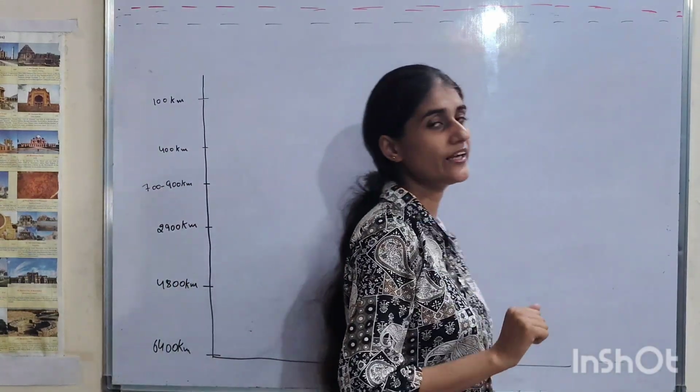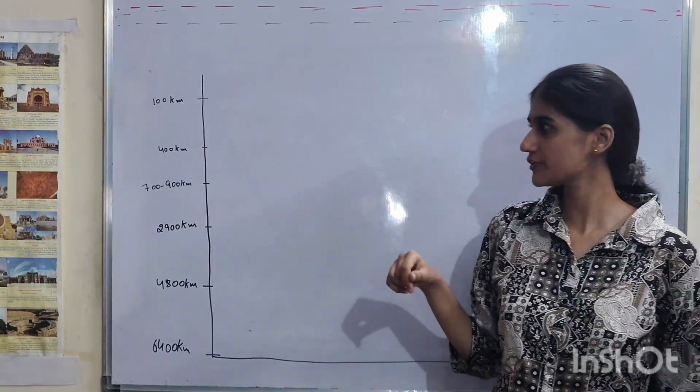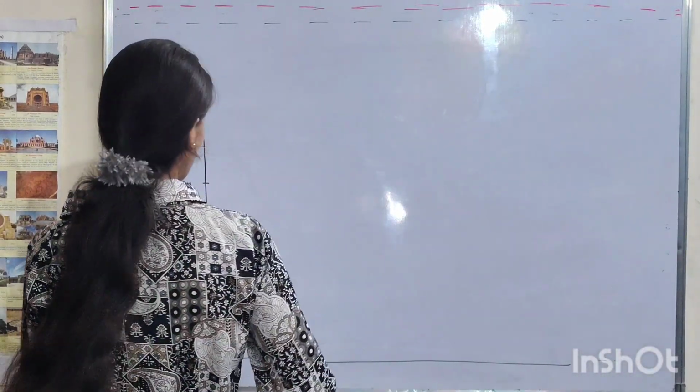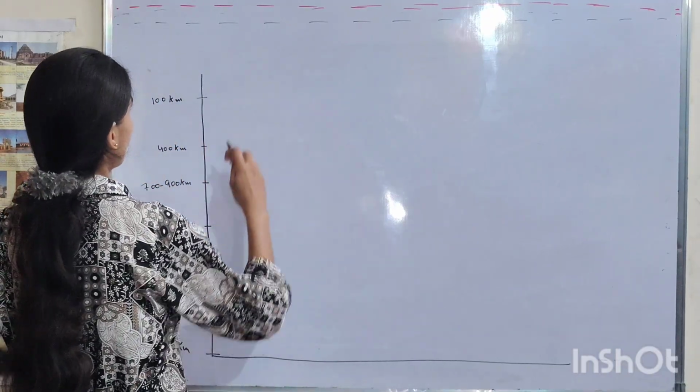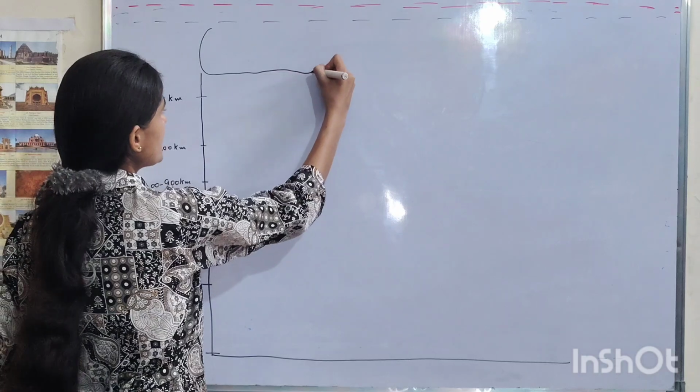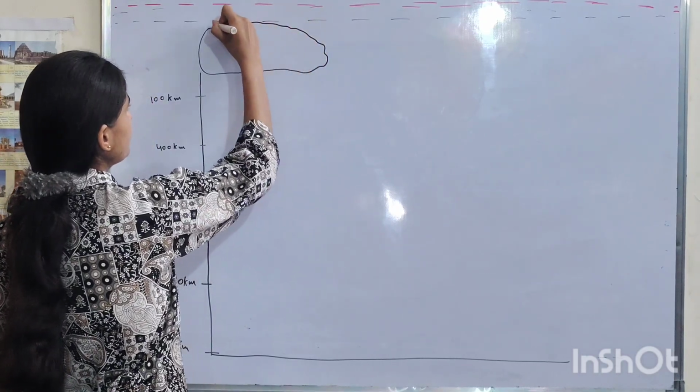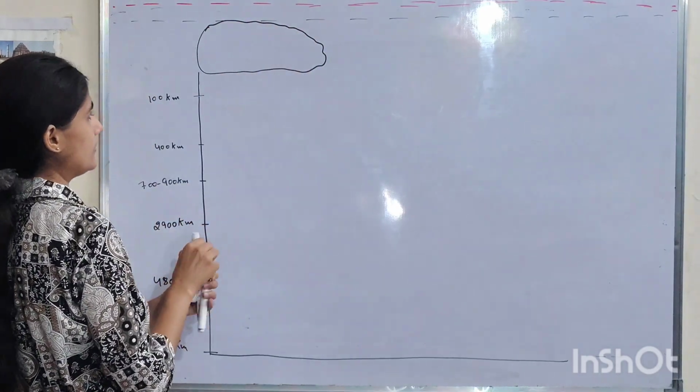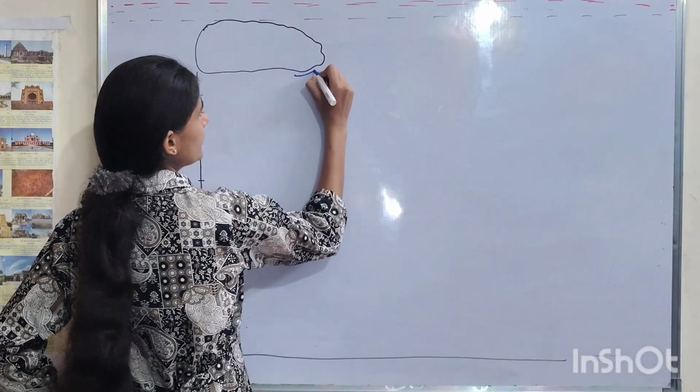Okay, so let's start with the layout of the internal structure of the Earth. So we have the crust. This is the continental crust, and this is the oceanic crust.